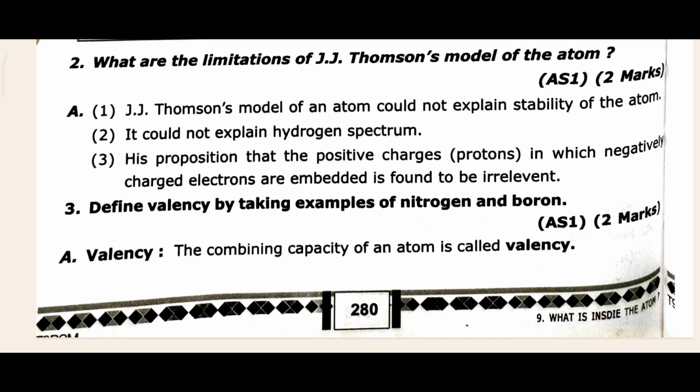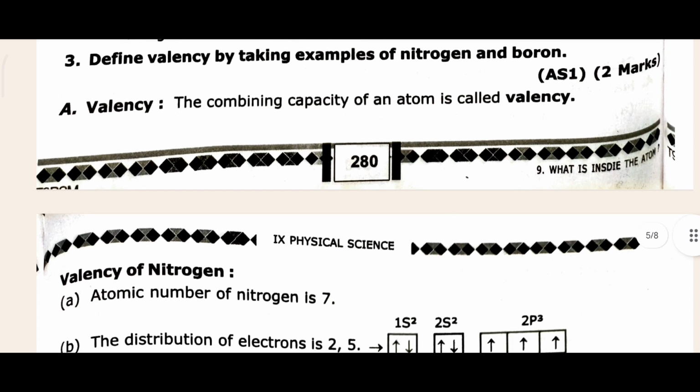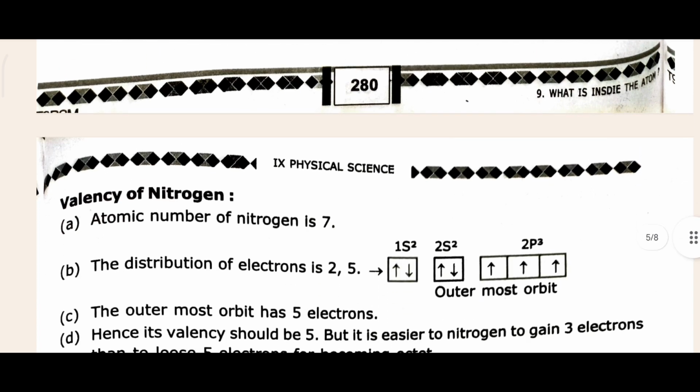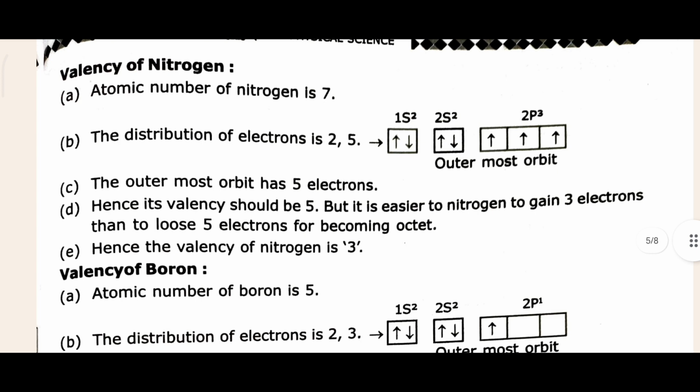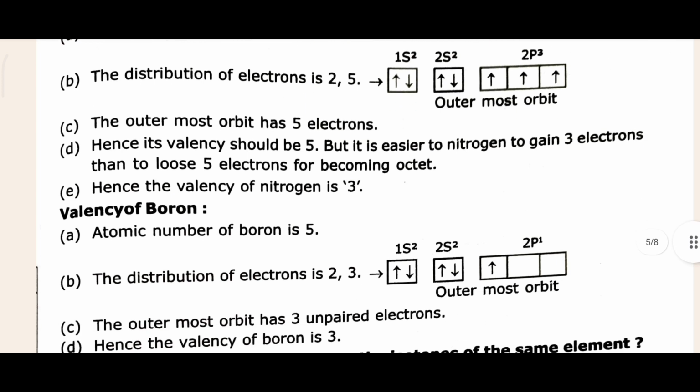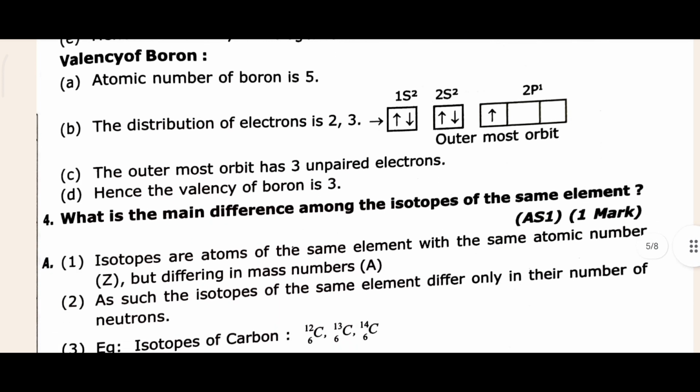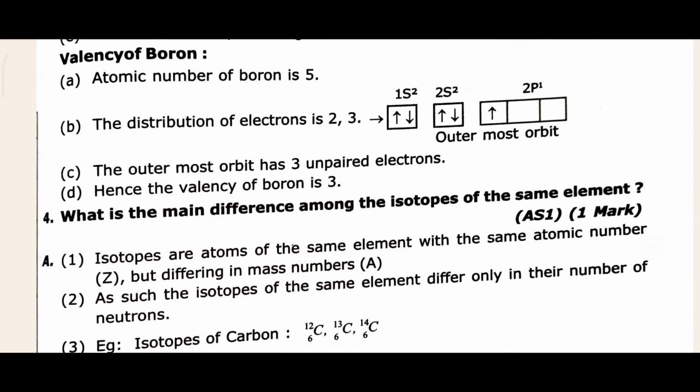So I hope it is clear. Then come to the third one. That's valency, which we already saw, and that's the third question and answer. After that, here is the valency of boron. The atomic number of boron is 5. And that's the fourth question.